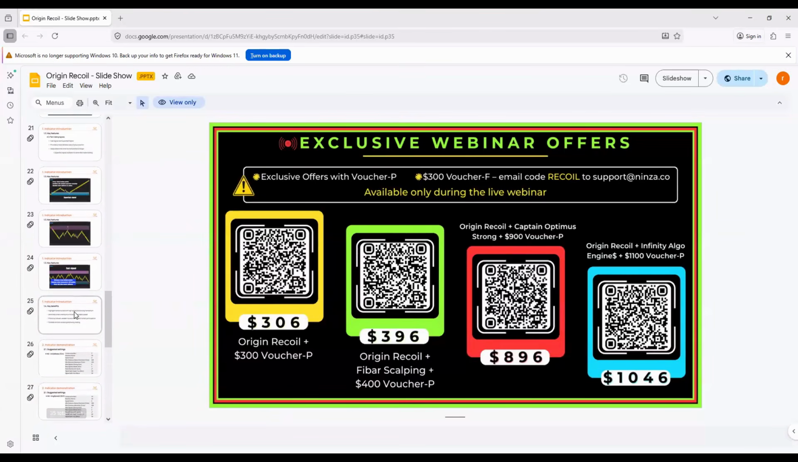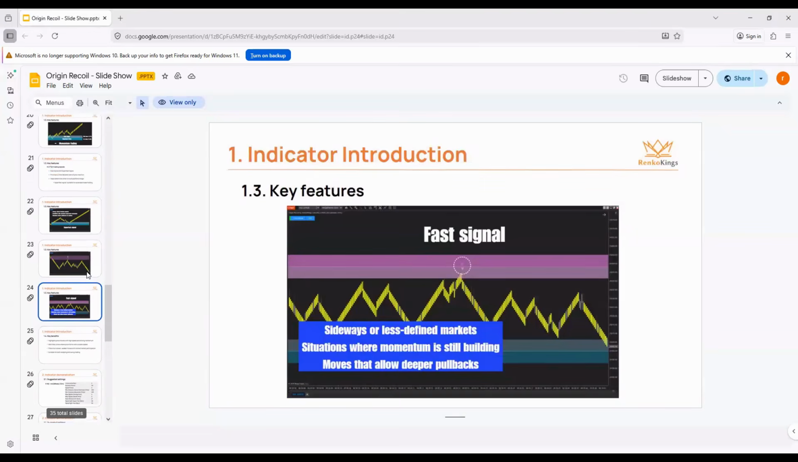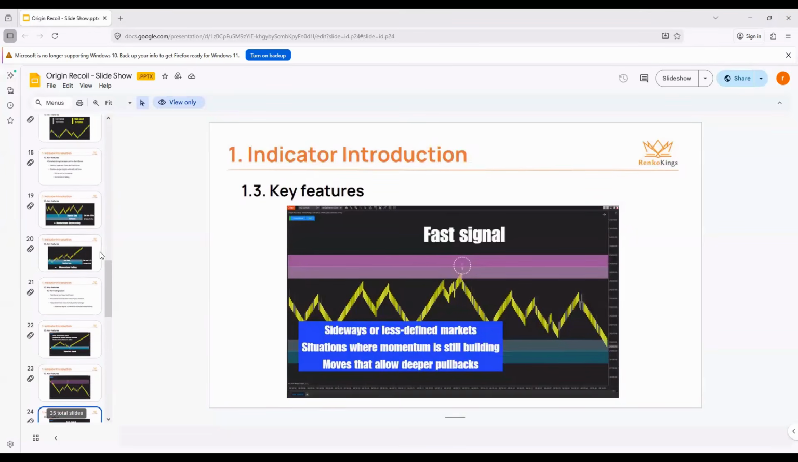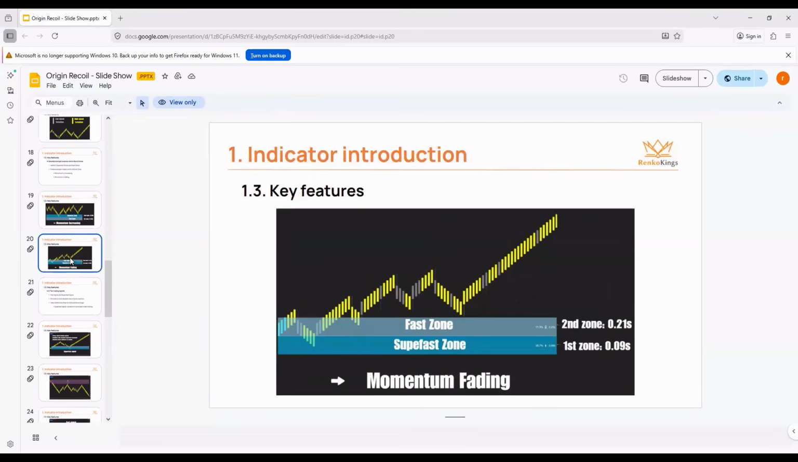Well, let's see if there are any questions. I really don't have much more to add here. Again, this is for traders who can appreciate momentum and what it means. That's what this indicator is about: identifying momentum beyond just support and resistance.